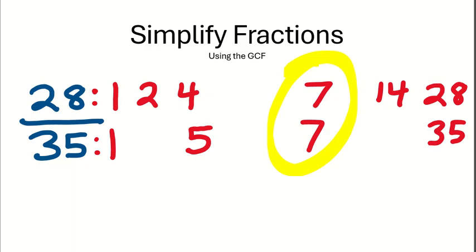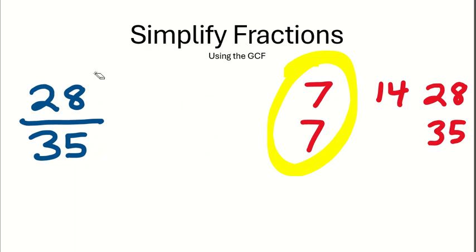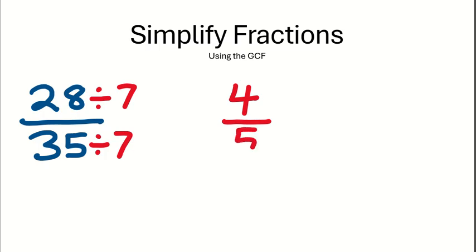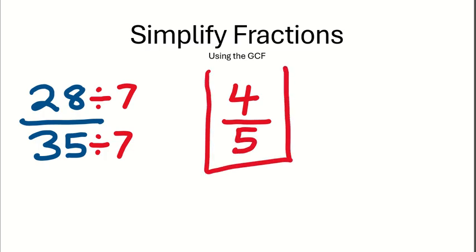So now I simply need to clean this up and divide the top and the bottom number by 7. So we'll go ahead and do that. 28 divided by 7 is 4. 35 divided by 7 is 5. Thus, 28/35 in simplest form is 4/5. Let's keep it going.